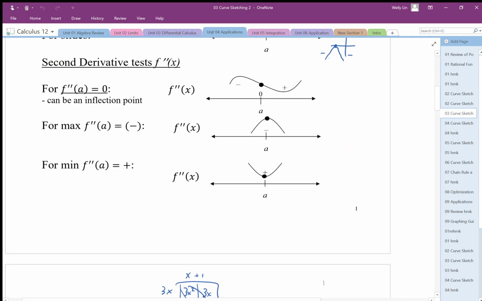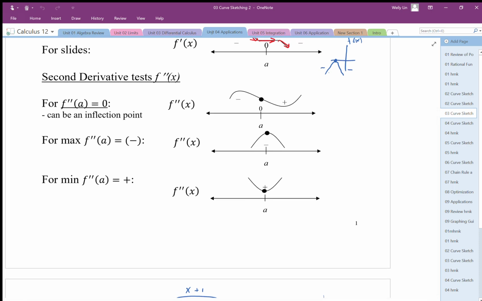Okay, so for the second derivative test, we are looking at basically a redundant test if we've done the first derivative test, but we can use the second derivative test to check for max and min. So if we have a first derivative equal to 0, so we have a horizontal tangent, we can check to see if it's a max or min by looking at the concavity or the second derivative.